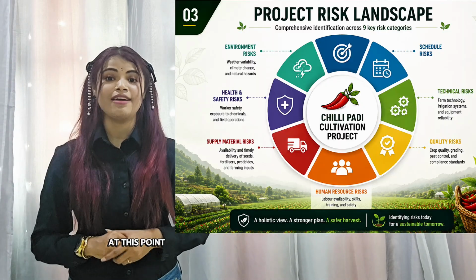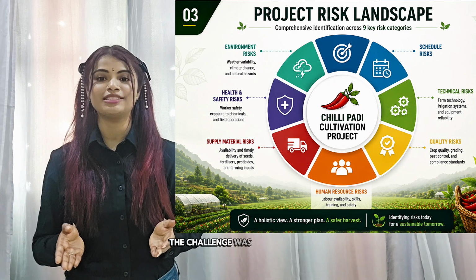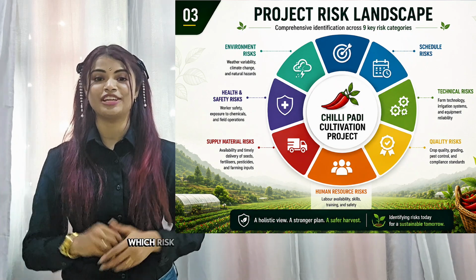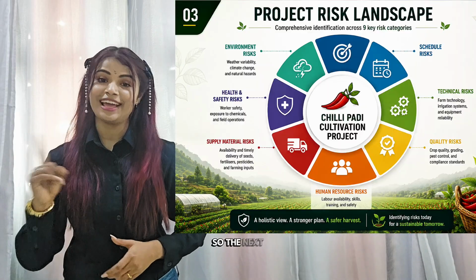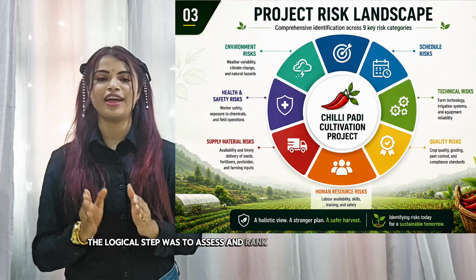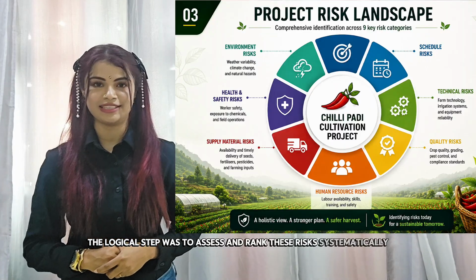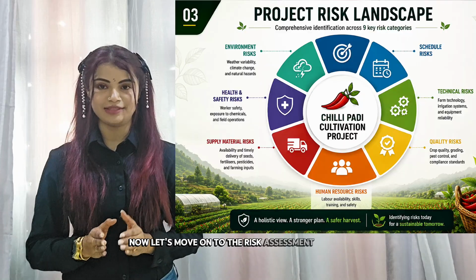At this point, the challenge was no longer identifying risks. The challenge was determining which risks deserved the highest level of attention. So the logical step was to assess and rank these risks systematically. Now, let's move on to the risk assessment matrix.